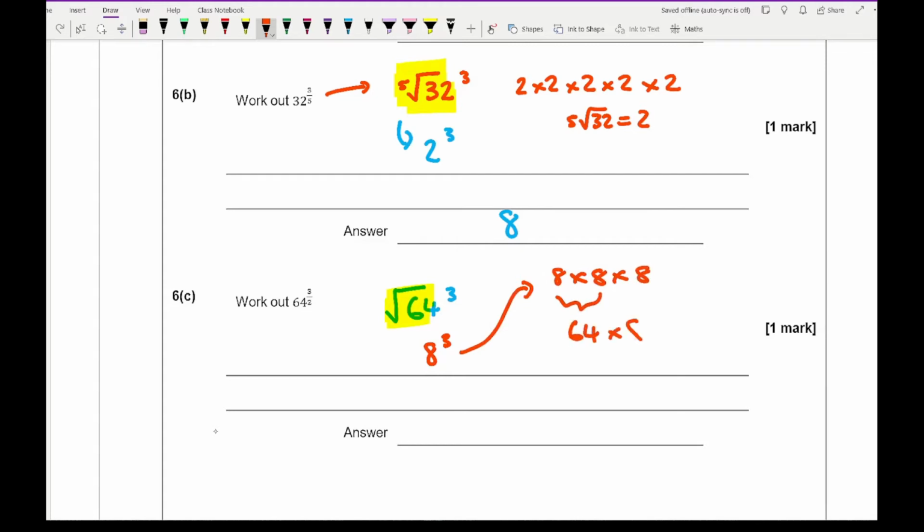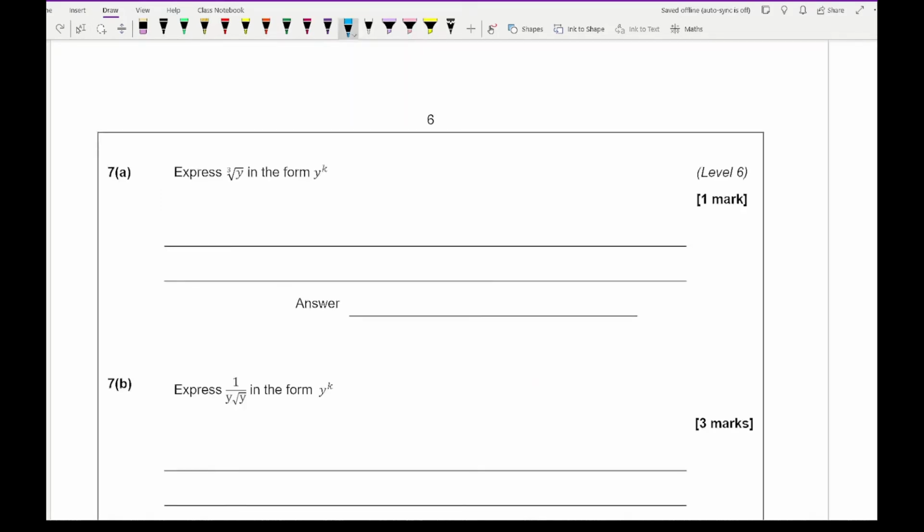So what I need to do is work out what 64 times 8 is. If I do 64 times 8, whichever way you prefer it, or using the grid method, we should get the answer of 512.